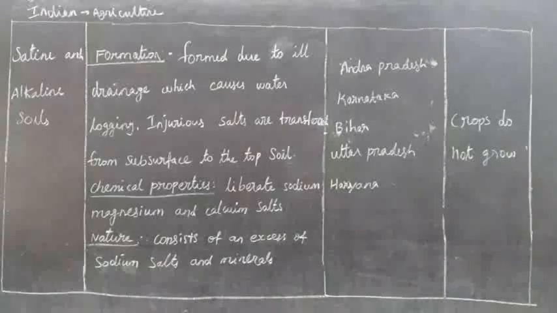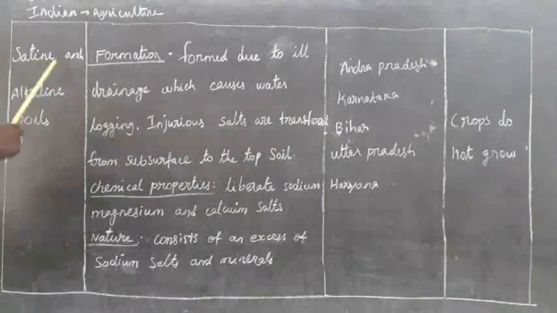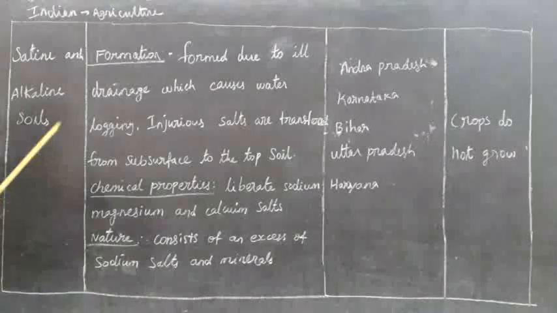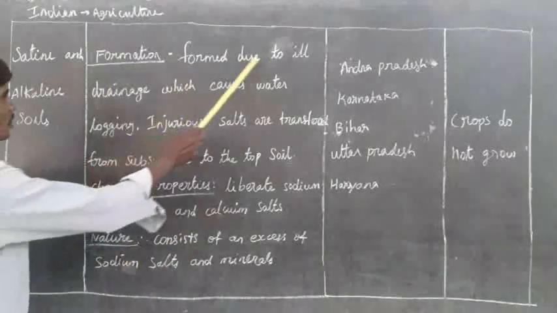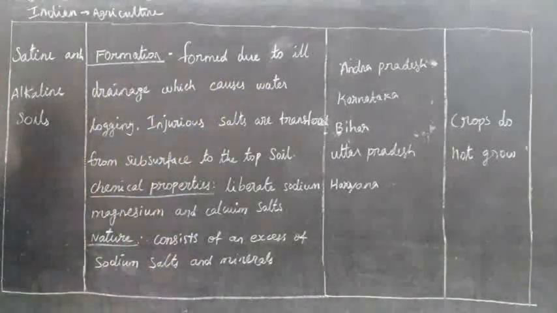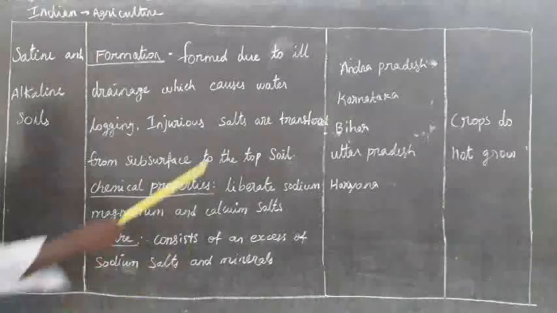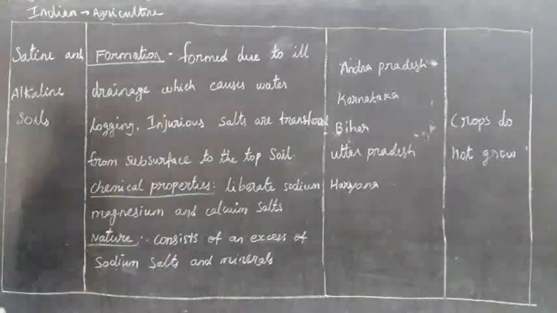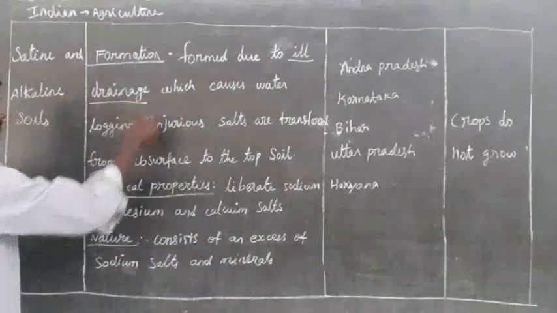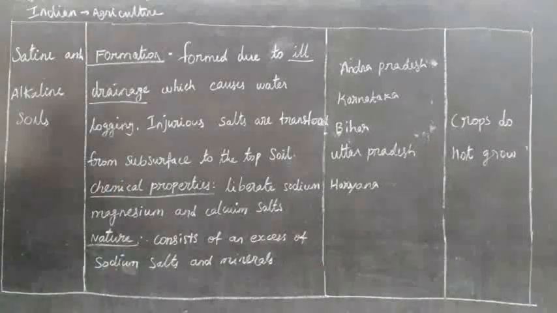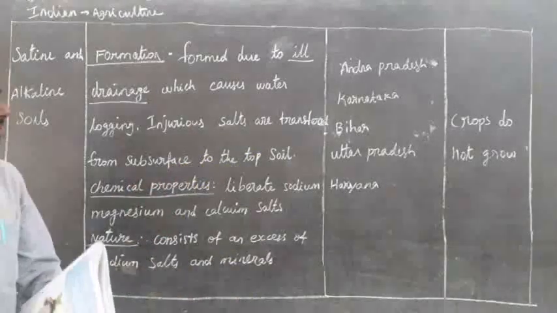Next topic, saline and alkaline soils. The characteristics of the saline and alkaline soils. First one is the formation. They are formed due to ill drainage, which causes water logging, injuring the soil with salt.